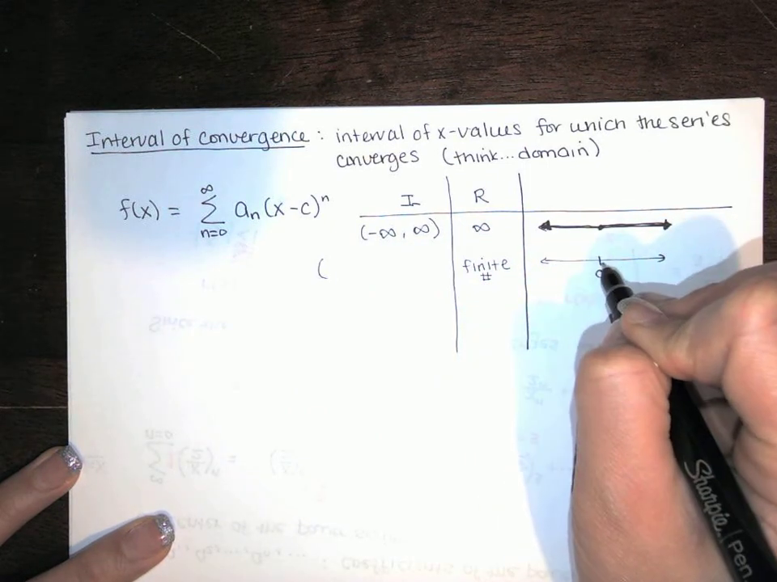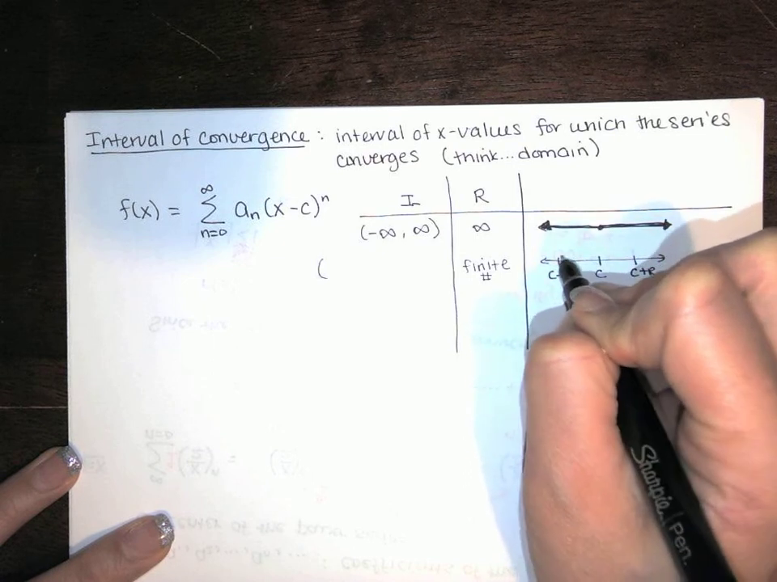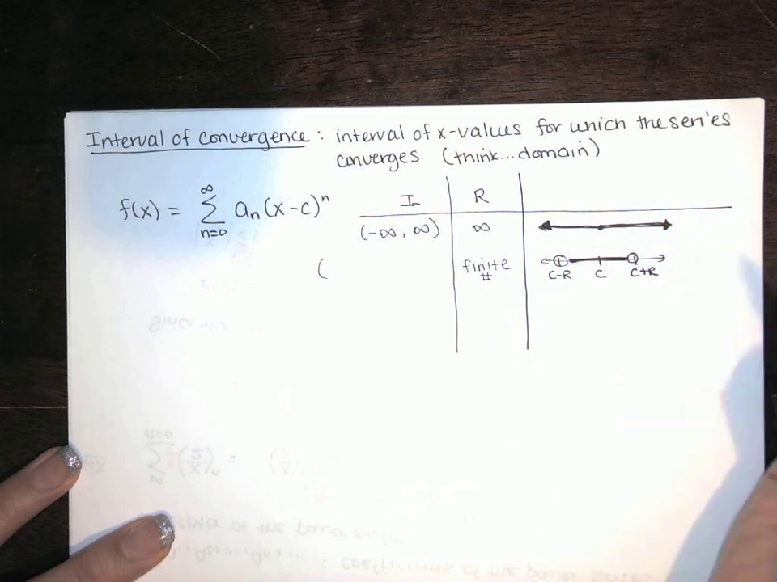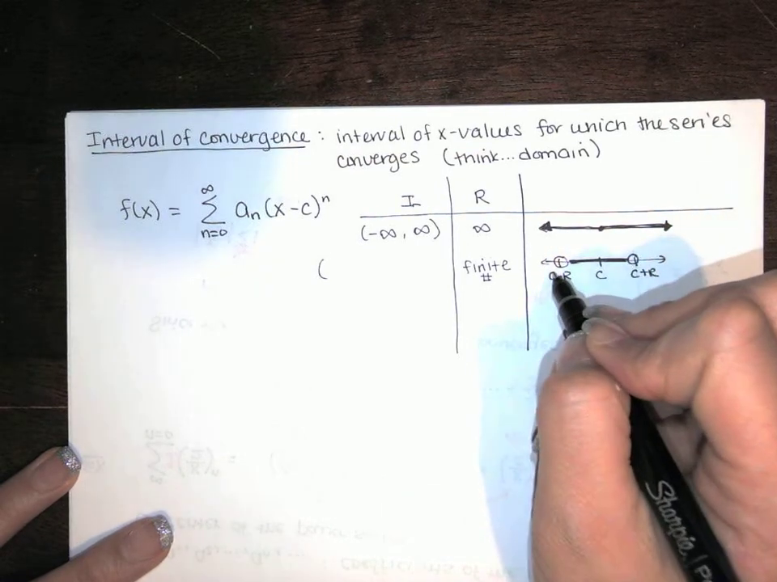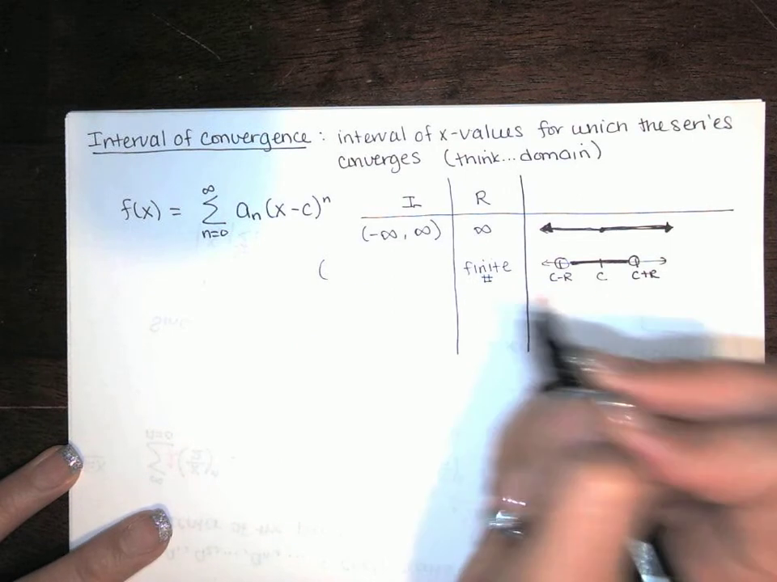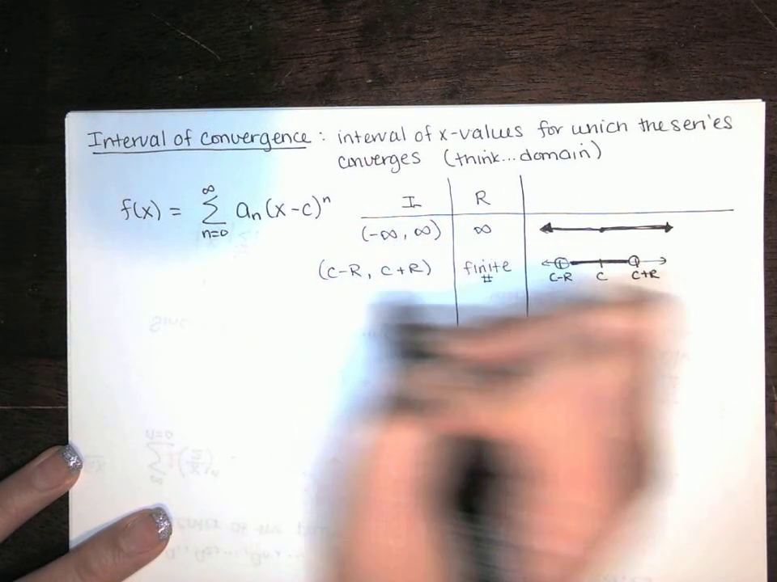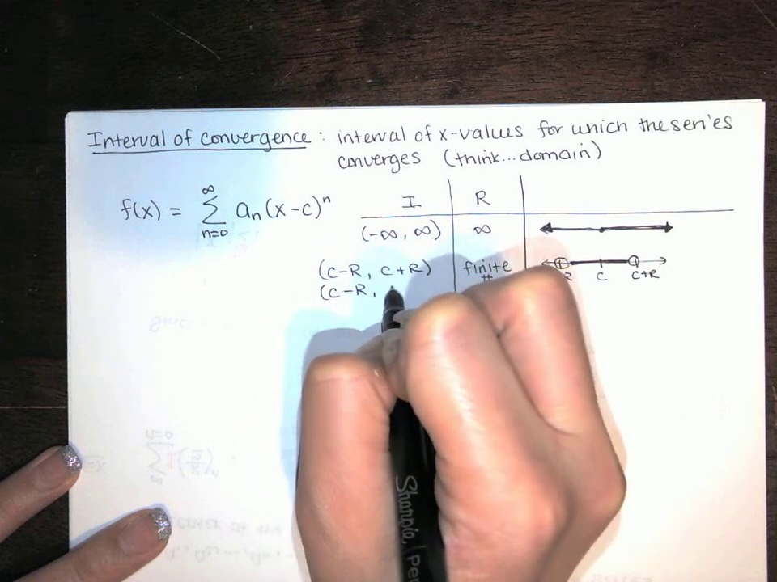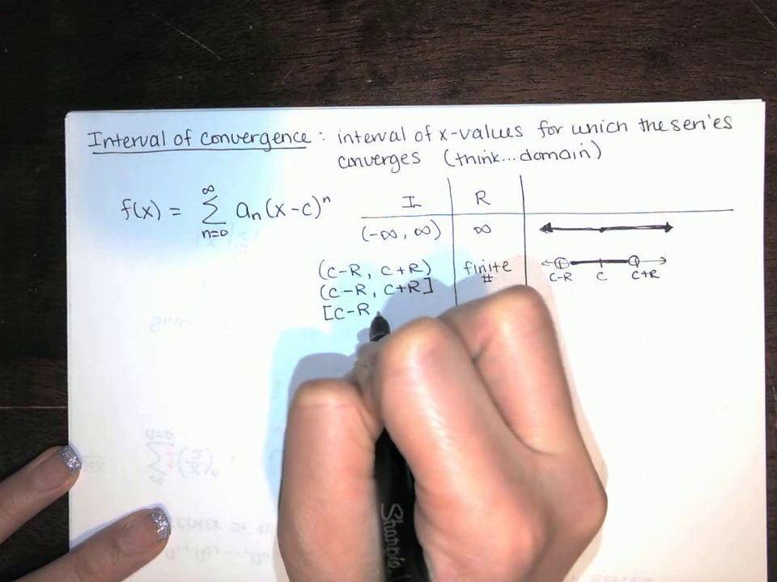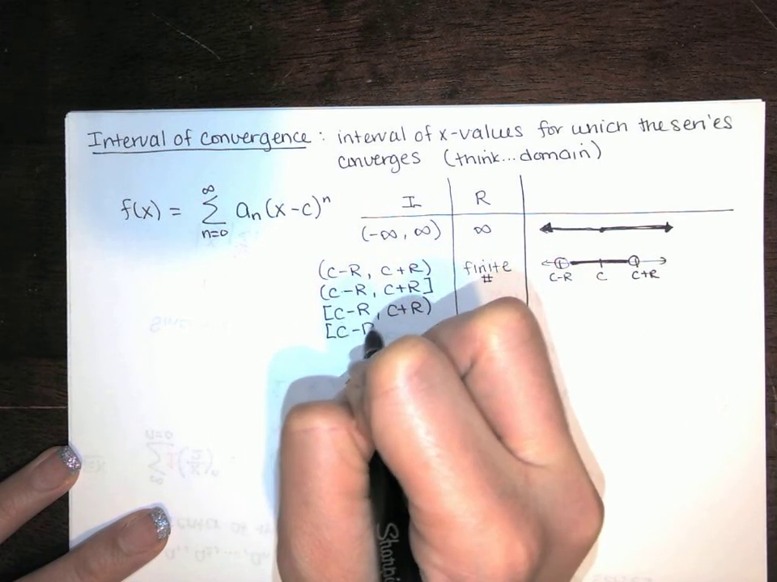And then you're going to go to the center plus r and the center minus r. And those endpoints may or may not be included. So it might look like that, or that side might be colored in, or that side might be colored in, or they both may be colored in. So the interval is from c minus r to c plus r, or c minus r to c plus r inclusive, or this endpoint might be included and the other one's not, or both endpoints may be included.